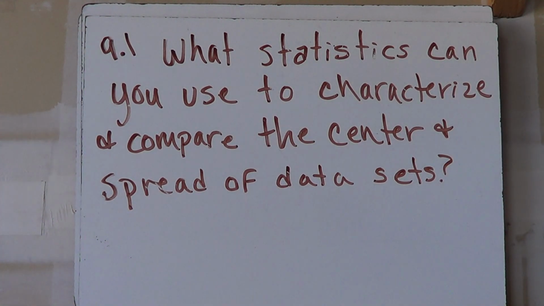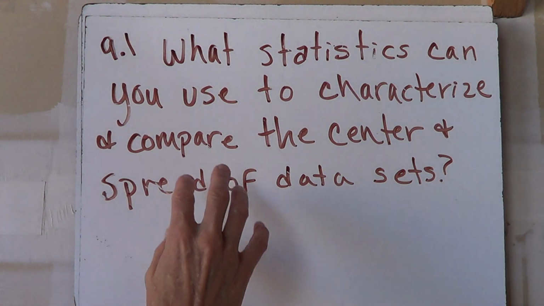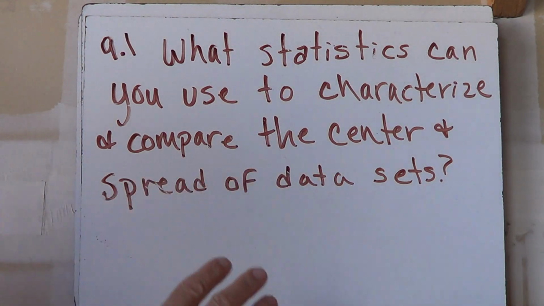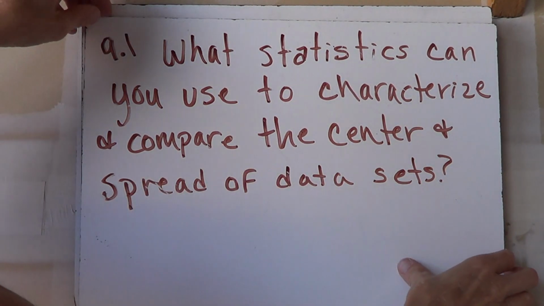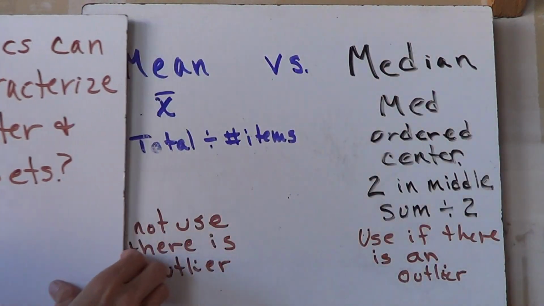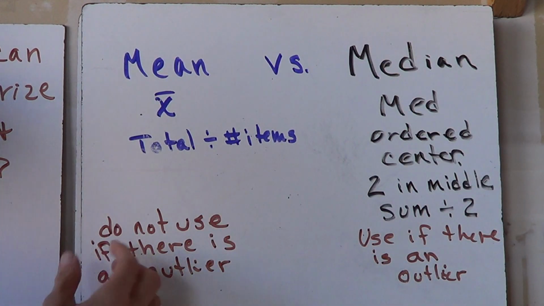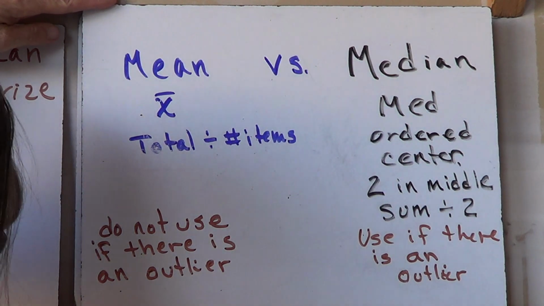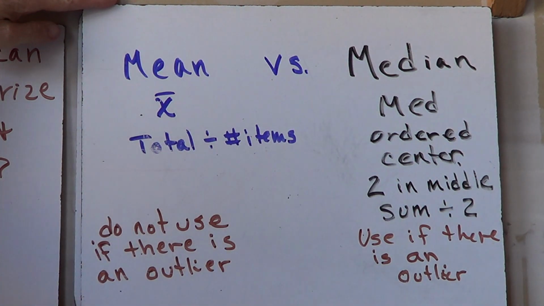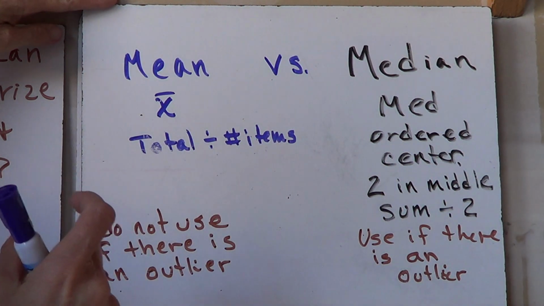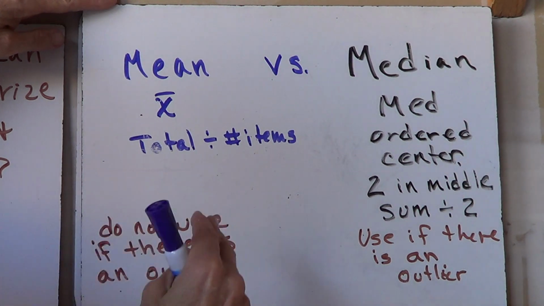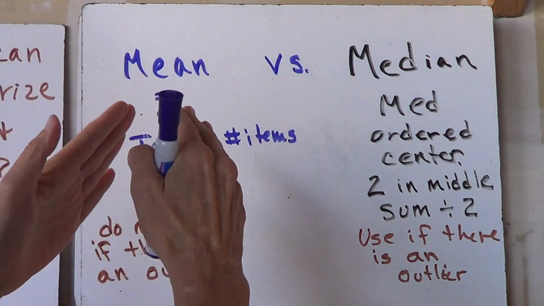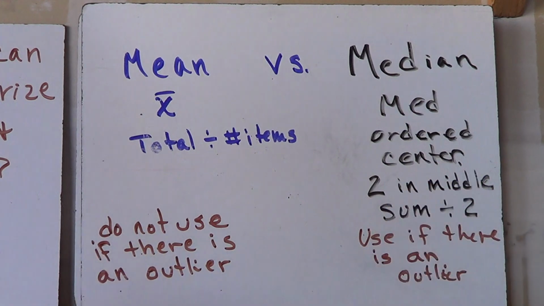Hello, this is section 9.1. What statistics can you use to characterize and compare center and spread of data sets? Data is numerical values that we look at from situations, and we just want to see what measurements we make to look at where the center of the data is, and what measurements we make to look at how far spread out it is.